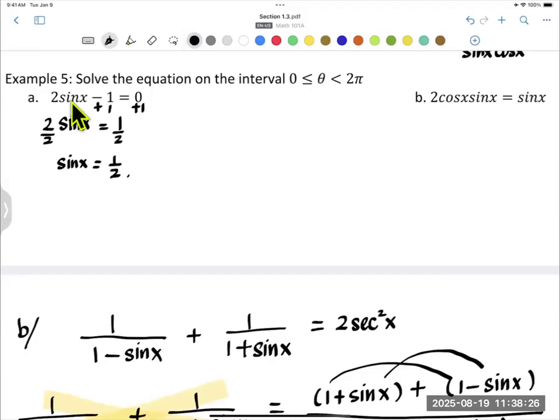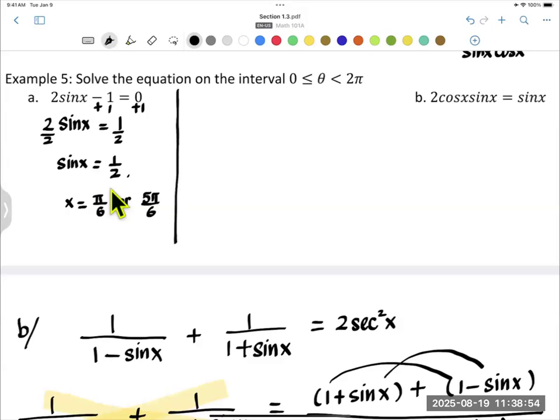So when you see an equation, try to isolate the trigonometry function first. Once you get the trigonometry function by itself, you start asking yourself, what value of x will give you a sine of 1/2? So this is on the unit circle, we just talked about it. x is actually equal to pi over 6 or 5 pi over 6. That's all we have to do.